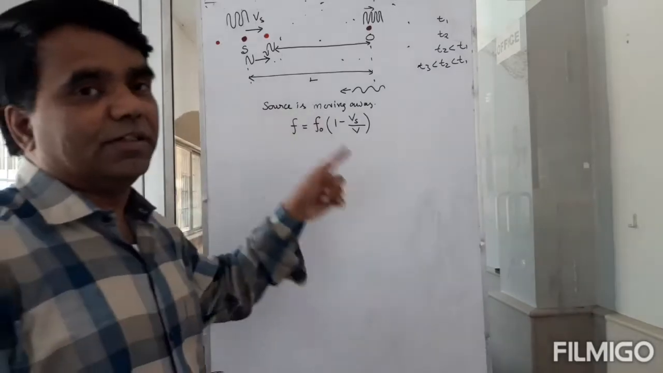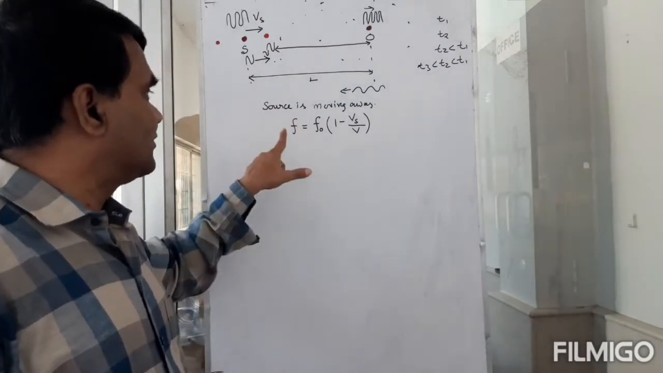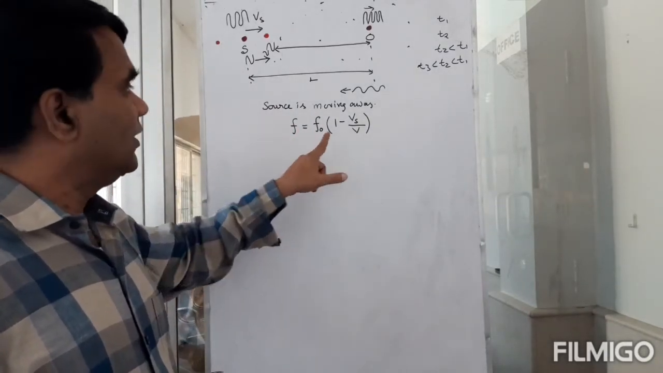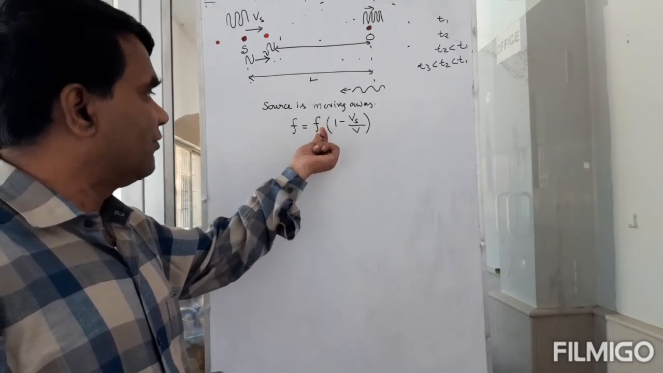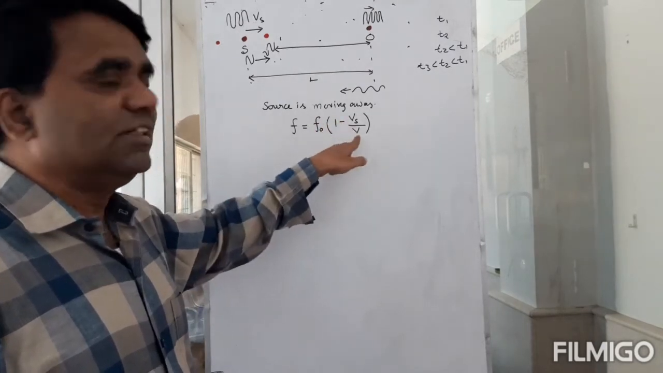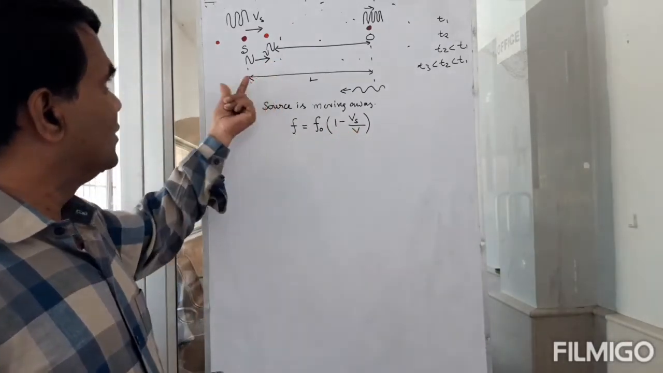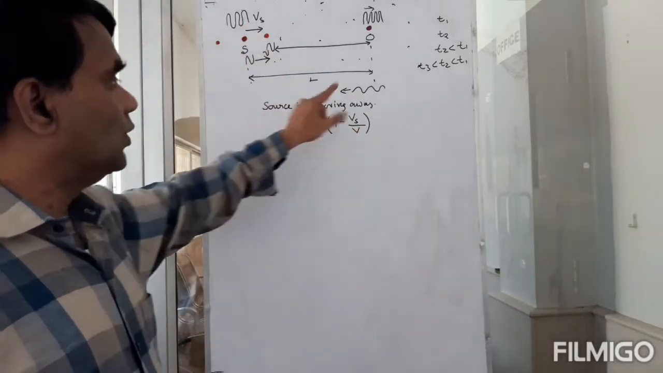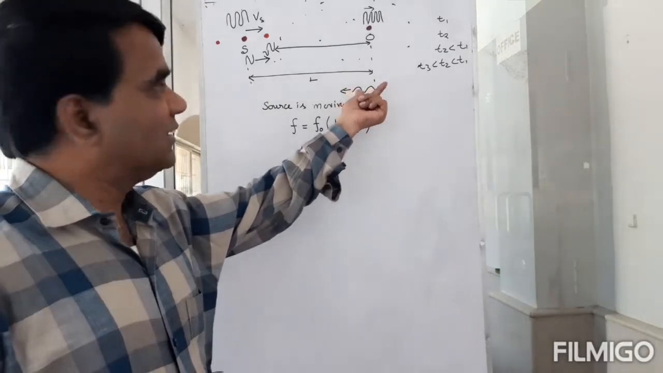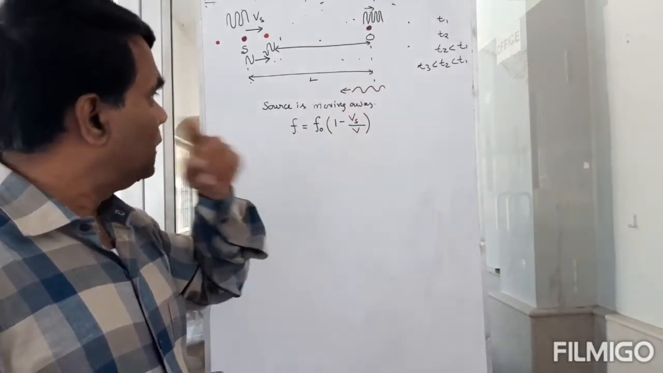The source is moving away. You can see that this frequency is smaller. Why? You have a negative sign. This is going to be f0 minus f0 Vs by V. So this is going to be less than 1. So this frequency, as it is moving away, will be smaller because the time period increases.